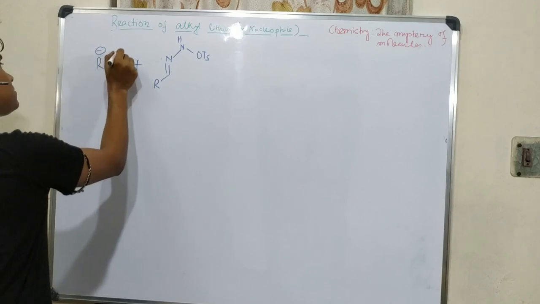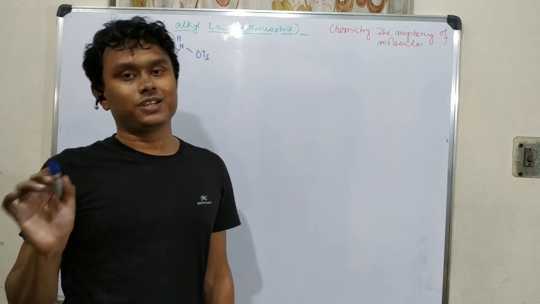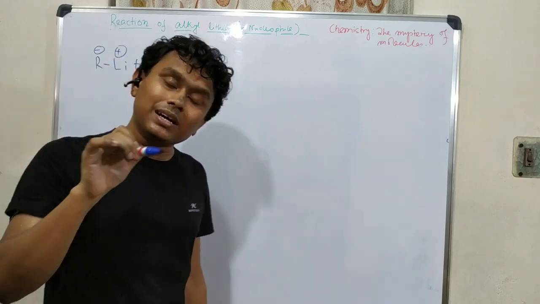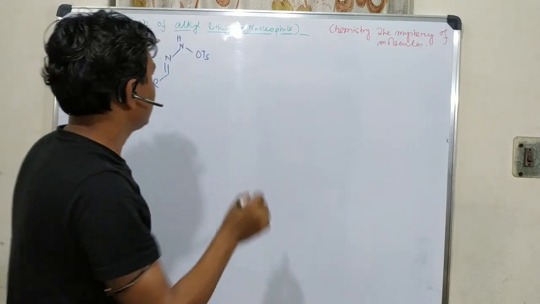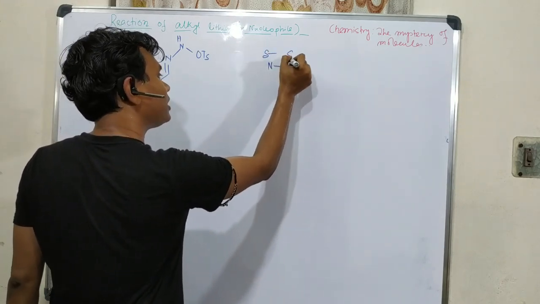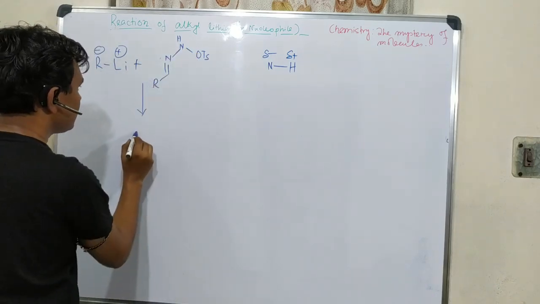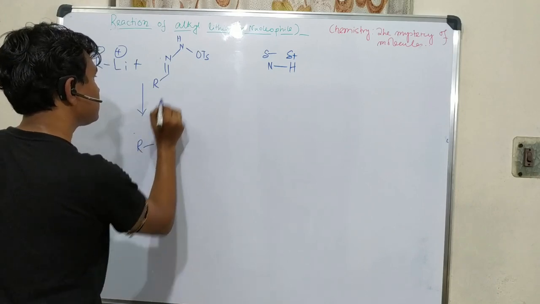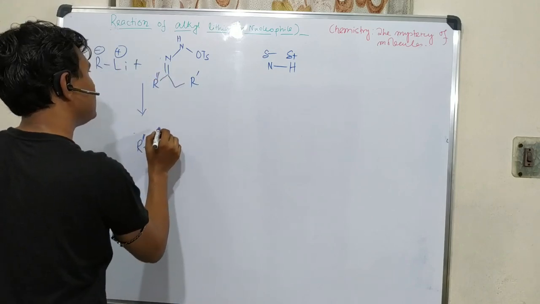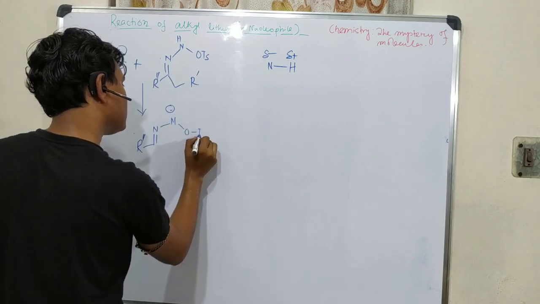RLi, this is minus, this is plus. So first reaction: I told you that acid-base reactions are the fastest. And for an acid, we need a polar hydrogen. If you check this NH, it's polar. This is delta minus, this is delta plus. So first, it will react with this, and what will it produce? This will produce N minus OTs.